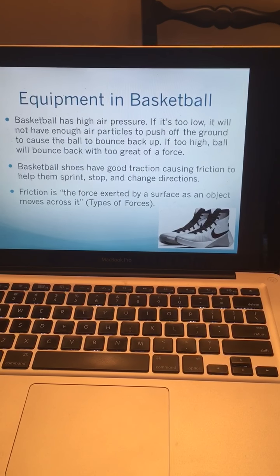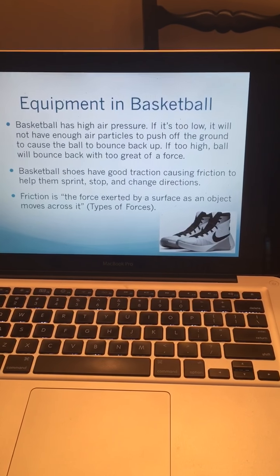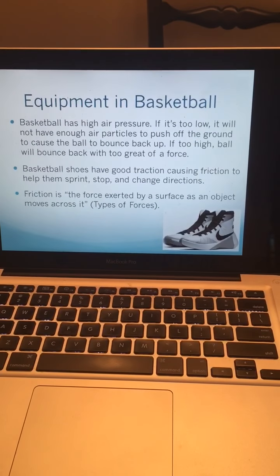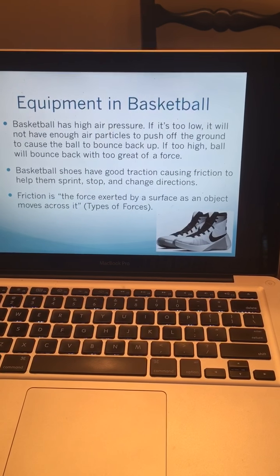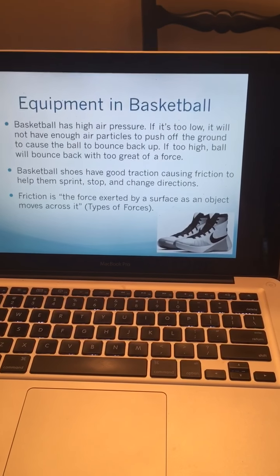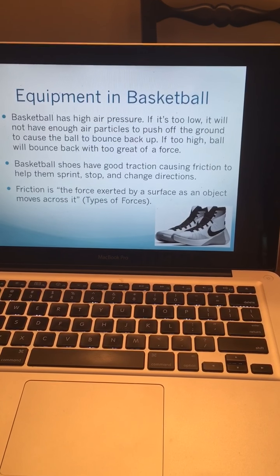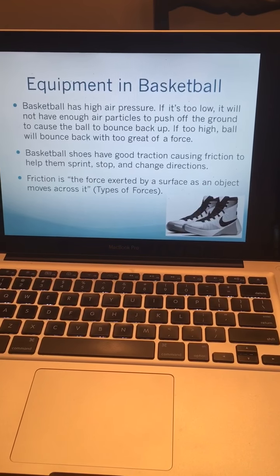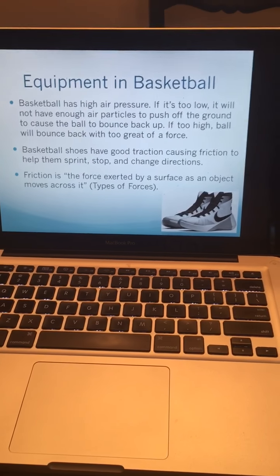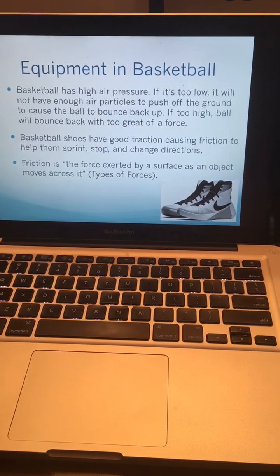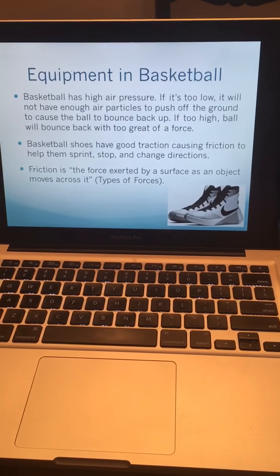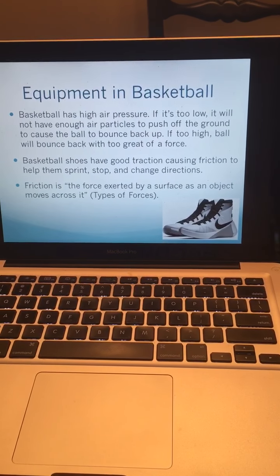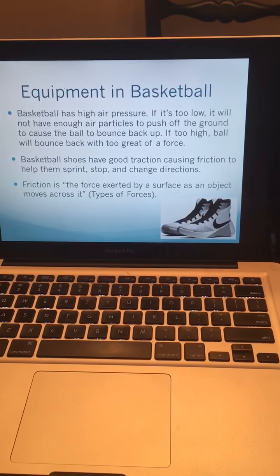Another piece of equipment important in basketball games is the shoes the players wear. Basketball is a game of sprinting, slowing down, sliding, stopping, and quick changes in directions. It is vital for the basketball shoes to have good traction, causing friction between the shoe and the court. Friction is defined as the forces exerted by a surface as an object moves across it or makes an effort to move across it. This definition is from the article titled Types of Forces.